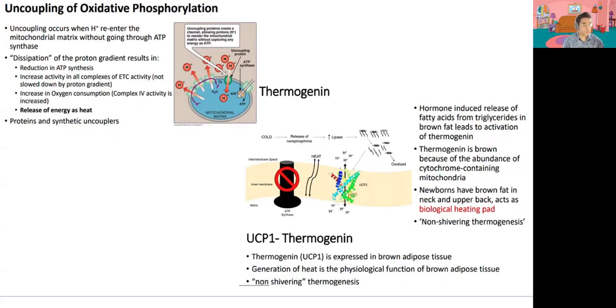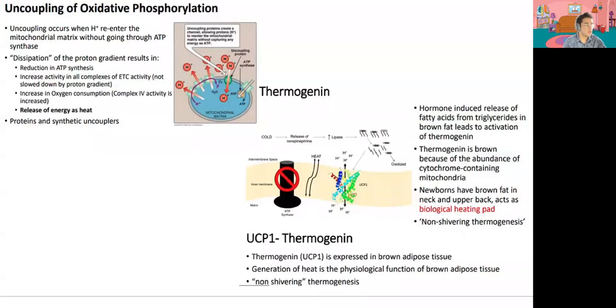But it's a biological heat pad for babies because they need to be at a higher temperature. That's why most of the babies that you often see that are newborns are all wrapped up, they're all toasty, whereas we would like nothing better than to live and die in an AC, okay? UCP1 is a thermogenin, expressed in brown fat, so keep that in mind.